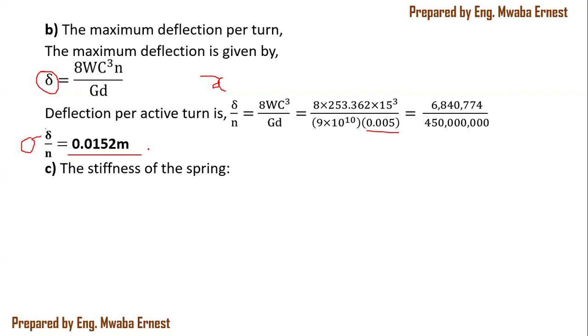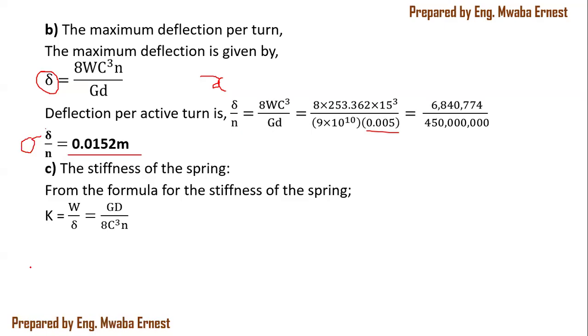What about the stiffness of the spring? The stiffness of the spring is normally how much force do you need per unit deflection. So it's like we're saying, what is W over sigma? That's the arrangement. What is W over sigma? Extracted from the expression. So in that case, you have GD over 8C cubed N, and that's our K. So we can just substitute.